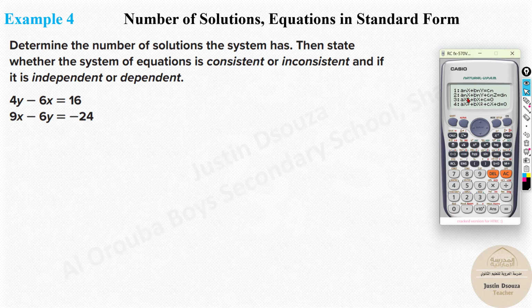Now here, option number 2 is x, y, and z. There must be 3 dimensions or 3 variables. No, there are just 2 variables over here. So that means it's number 1. It's x and y and a constant n. Let's press 1, and you can fill in the values now.